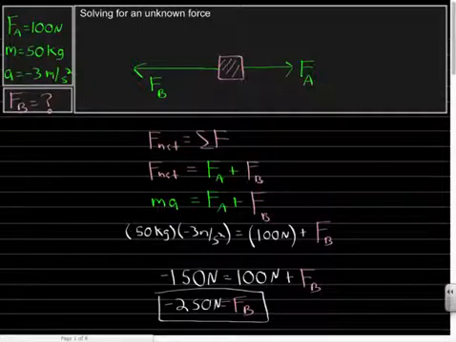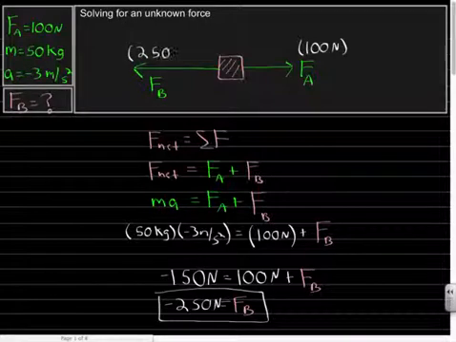So that means FA is pulling with 100 newtons. FB is pulling with 250 newtons. Obviously, if FB is bigger, it's going to move to the left, and the net force is going to be 250 minus 100. It's going to be 150 newtons to the left is the net force. It's the sum of all the forces. So there we go. That's how you solve for one unknown force if you know the net force and one known force.